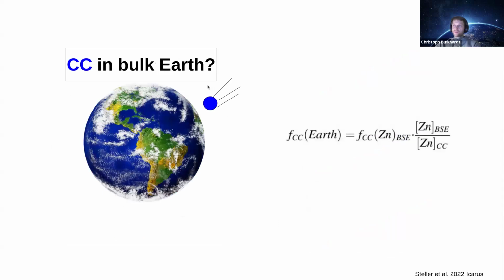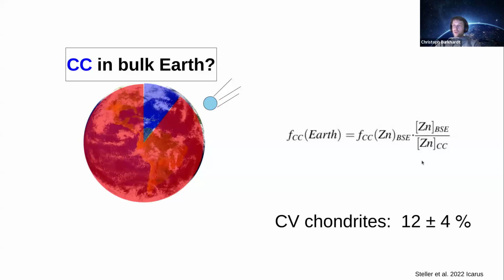Well, this depends on how wet the CZ material is that we accrete, and therefore we need zinc concentrations. Depending on the concentration of zinc in different CZ bodies, we get different amounts of bulk material that bring these volatiles. So for CV chondrites, we get about 12%. For CI chondrites, which are more volatile rich, we get about 5% that's needed.